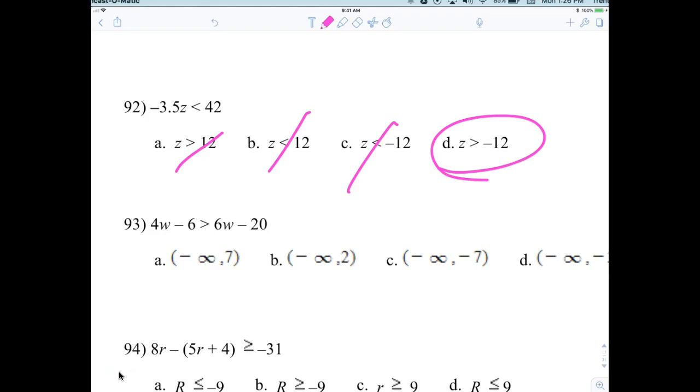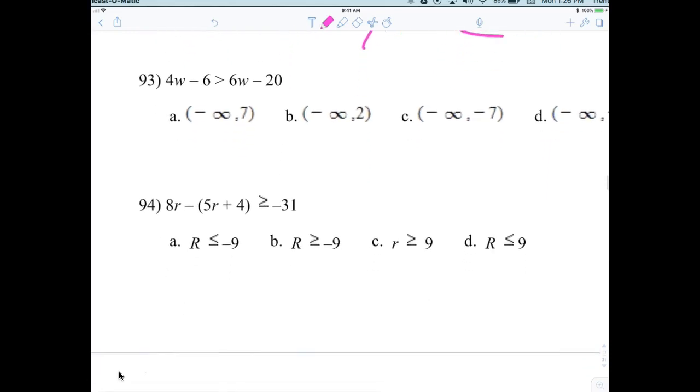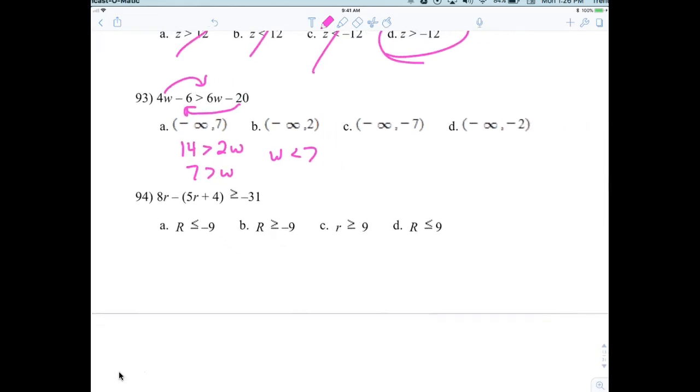All right. Does anybody have any questions with 92? How easy it was to figure out that it was D? All right. So here we go. Now for 93, remember I'm still just going to move the W over here because I want the variable to be positive and over here. So I would have 14 is greater than 2W, right? So 7 is greater than W, or W is less than 7. So if I'm less than 7, I think I'm A again.